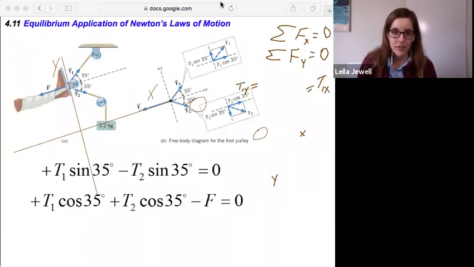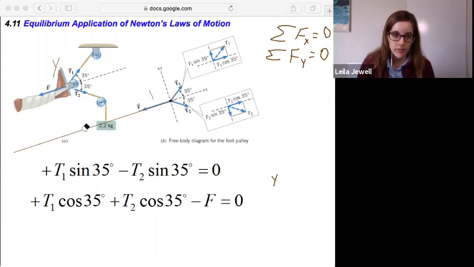Alrighty, so with these things in mind, we can then sum up the forces in the x direction as well as in the y direction, and we'll be good to go. So let's take a look here.